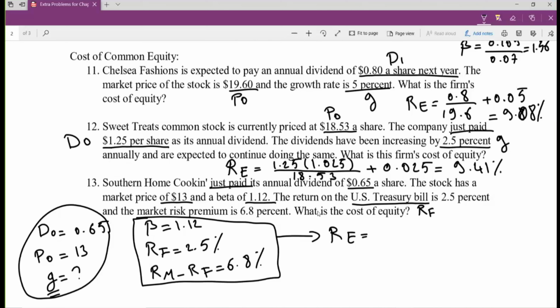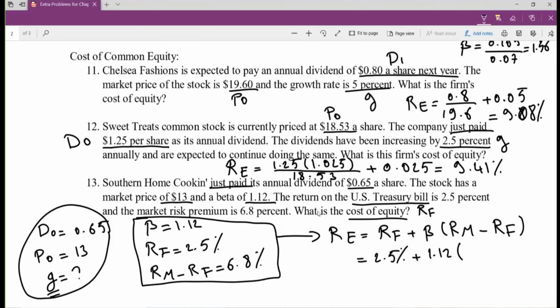So now I'm asked about the cost of equity. RE equals RF plus beta times RM minus RF. So this is 2.5% plus 1.12 times the market risk premium, 6.8%. And the answer is 10.12%.